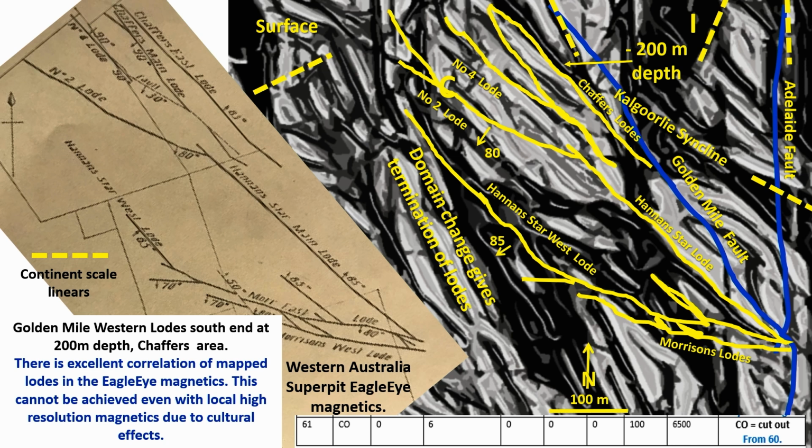And so that's how they look. Now, remembering that this has been got from the Australia-wide 216 kilobyte plan of Australia-wide magnetics. I'll dare anybody to get something like that even with a local high-resolution magnetics. I'll be very interested to see if anyone can, mainly due to cultural influences.